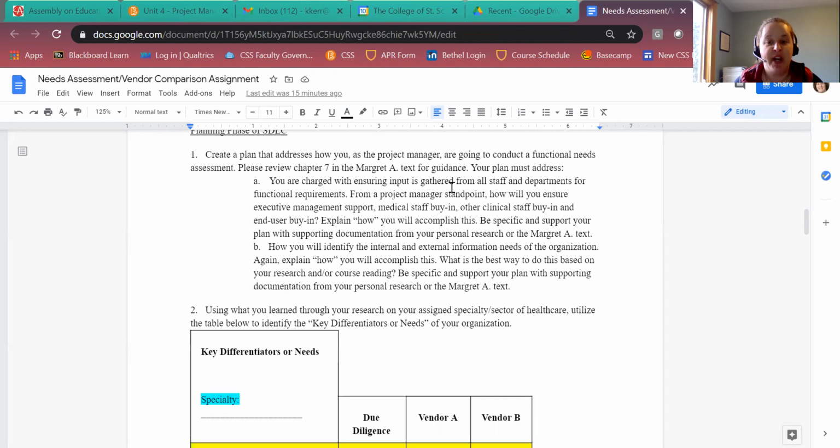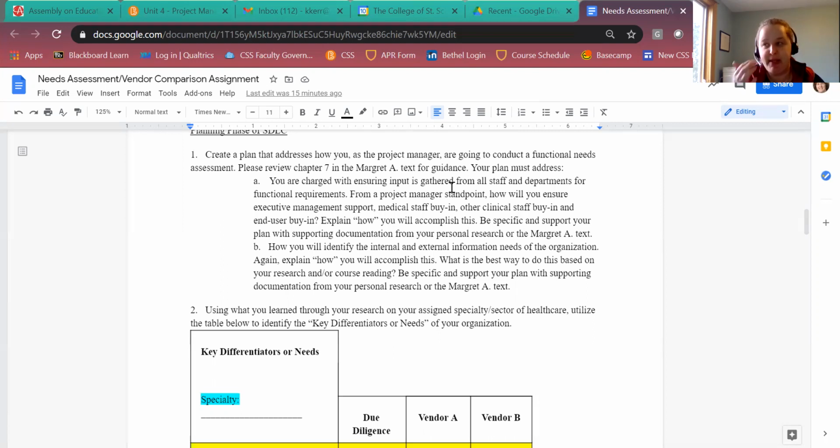When we say internal and external information needs, so for example, for end users, if you pick a group of end users, say coders, what are their internal information needs and what are their external information needs? An example of internal information needs might be solid documentation from providers, right? And that provides them with the information for them to code to the specificity that they need.